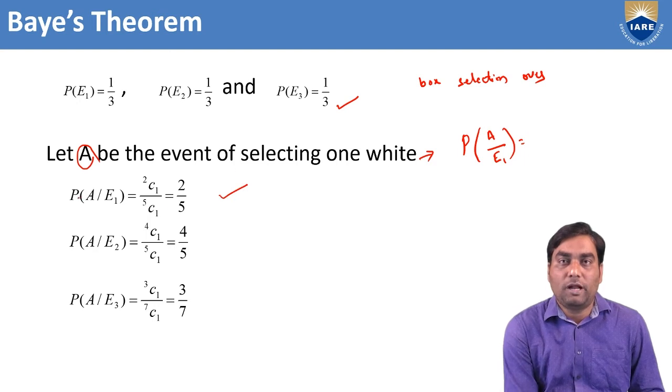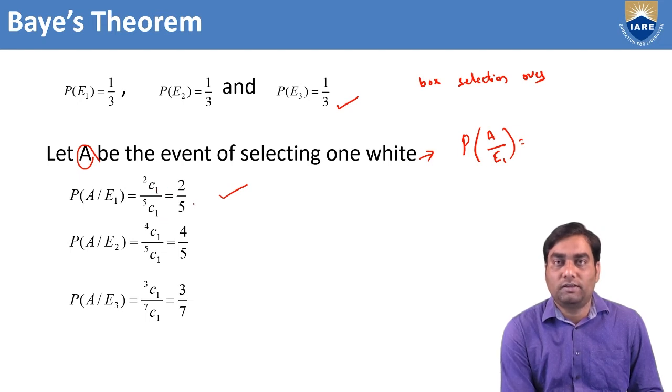That means the probability of selecting a white ball from that one. Total number of balls are 5. We need to select 1 ball. How many ways? 5C1, the denominator, because total number of balls are 5. But a white ball is required. Now how many white balls in box 1? 2. How many we require? 1. So 2C1 by 5C1, which is 2 by 5.